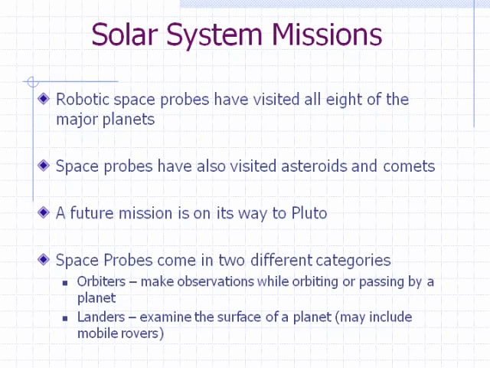Usually space probes come in a few different types. You usually have flyby missions, orbiters which simply take pictures and make measurements as they pass by, or go into orbit around the planet. And the most sophisticated are the landers, which may include things like mobile rovers like we have on Mars.